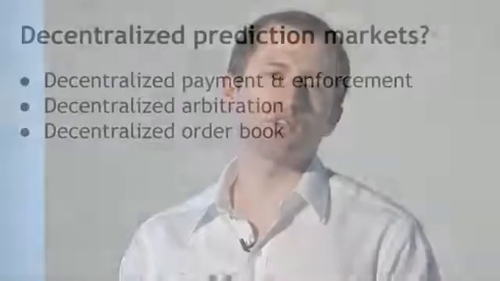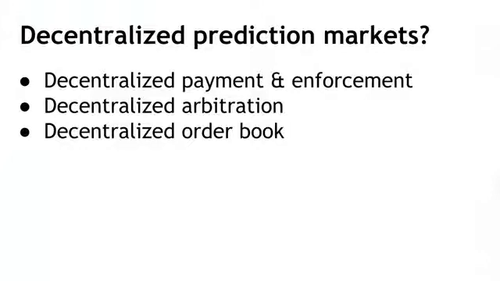Again, decentralization being the name of the game with Bitcoin. So there's a couple of tasks that we'll have to decentralize to make a decentralized prediction market work. So we need payment, and we need enforcement of bets that people are making. That all has to be decentralized. We're going to need decentralized arbitration.